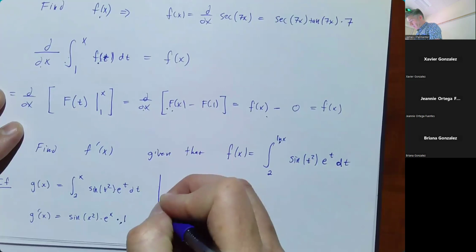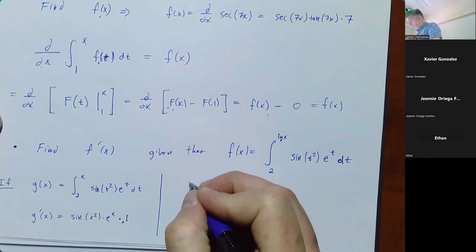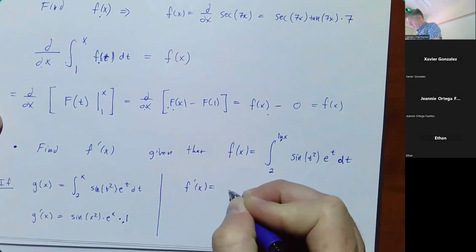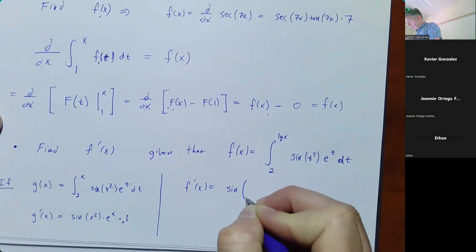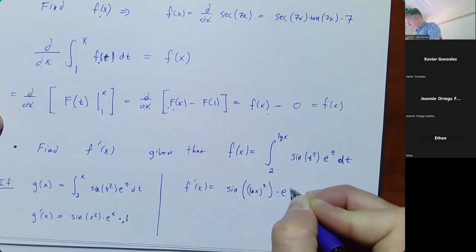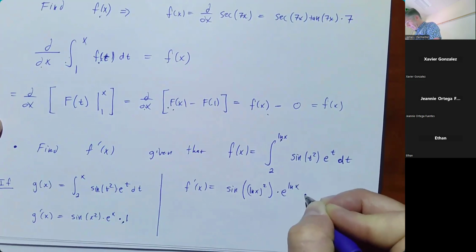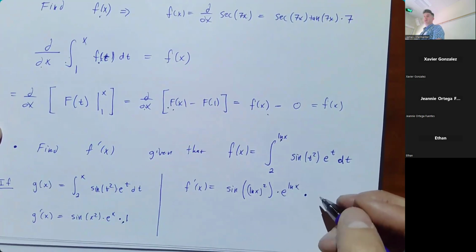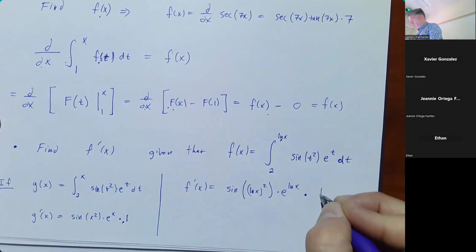So if we plug in the natural log of x here, our f prime of x is going to be sine of natural log of x squared times e to the natural log of x times the derivative of natural log of x, which is 1 over x.